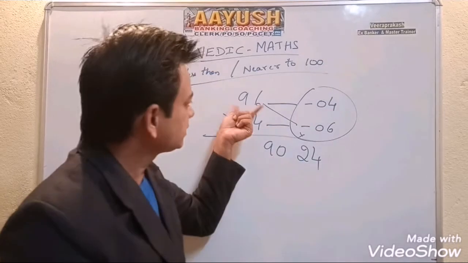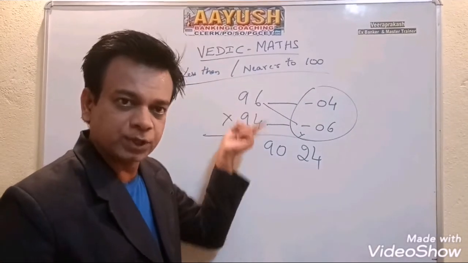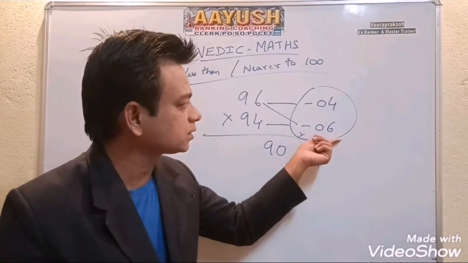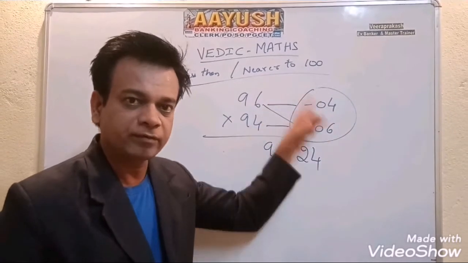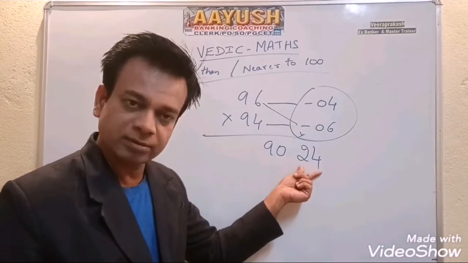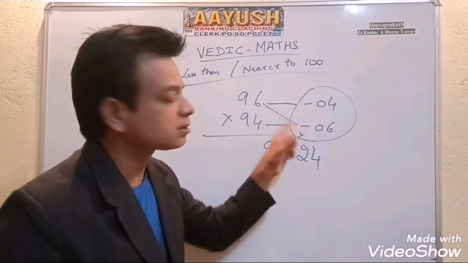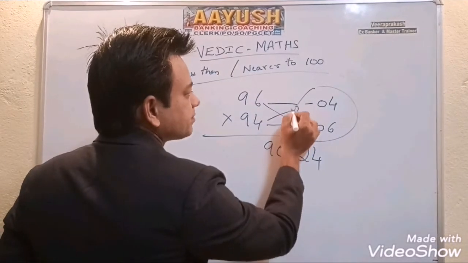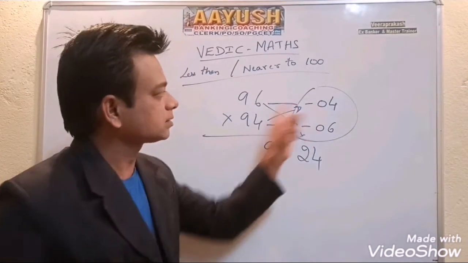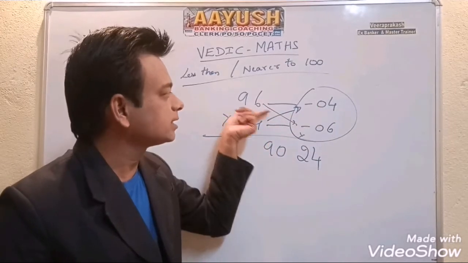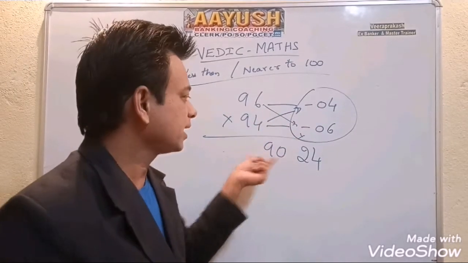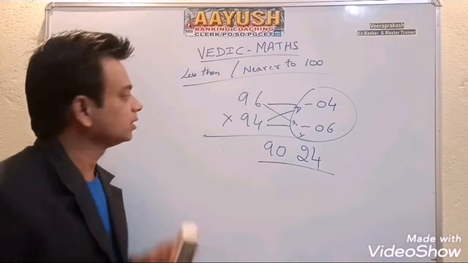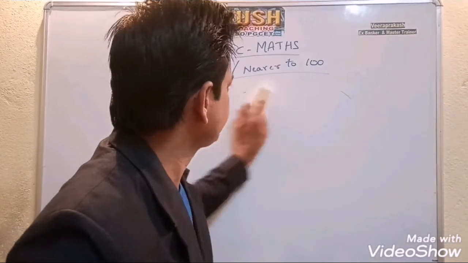So once again, you just have to take the difference of these two numbers from 100. So 96 is 4 short and 94 is 6 short. So we have to multiply this portion. 4 into 6, 24. Then cross subtraction. You can have any one, either this part or this part. 94 minus 4 is 90 or 96 minus 6 is also 90. So the final answer for 96 into 94 is 9024. Okay. So we have some more examples.